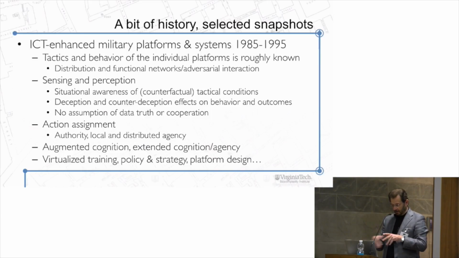And augmented cognition, extended cognition and agency, virtualized training, and from a policy point of view, what platforms to buy, what to put in them, how to train people, how to replace people with machines, and all those kinds of questions arose in this. It doesn't sound like it's going to apply to this question very well, but it really did put us in a situation where we could go in and do this.